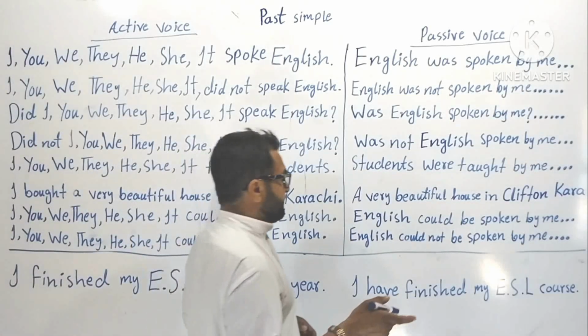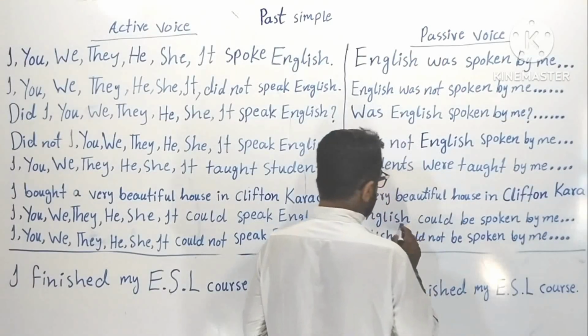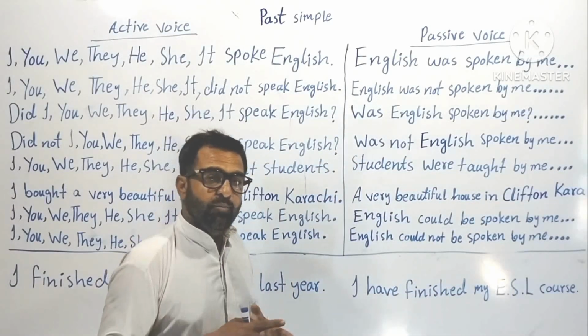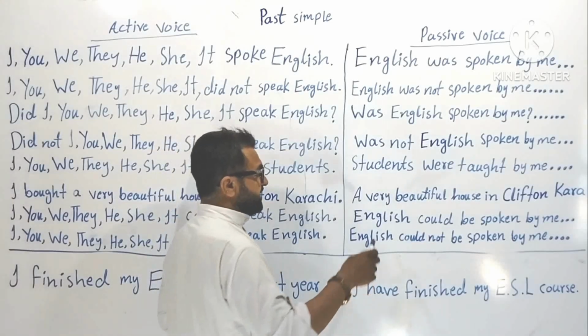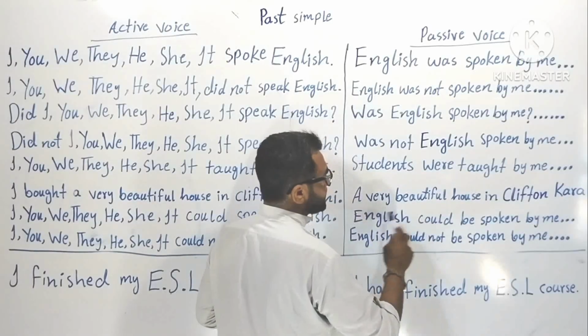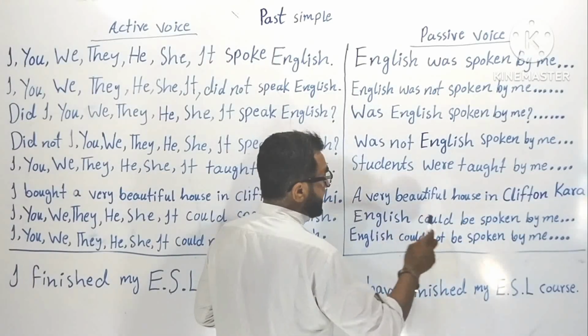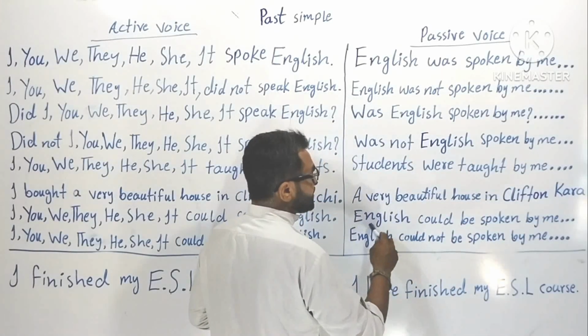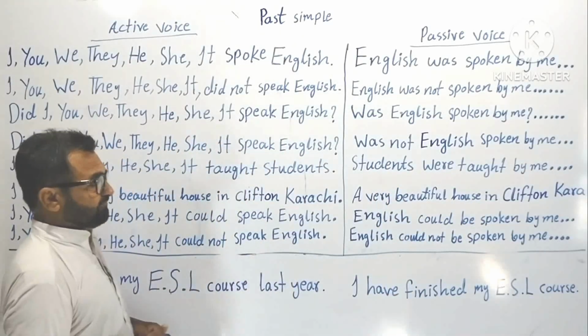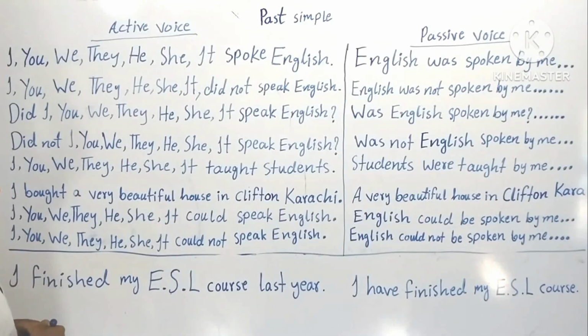Okay, so the same thing applies here in passive voice. English could be spoken by me. Now you see, English should be spoken by me, English might be spoken by me, English must be spoken by me, English ought to be spoken by me, English would be spoken by me, and many more. Okay? These are the positive sentences.